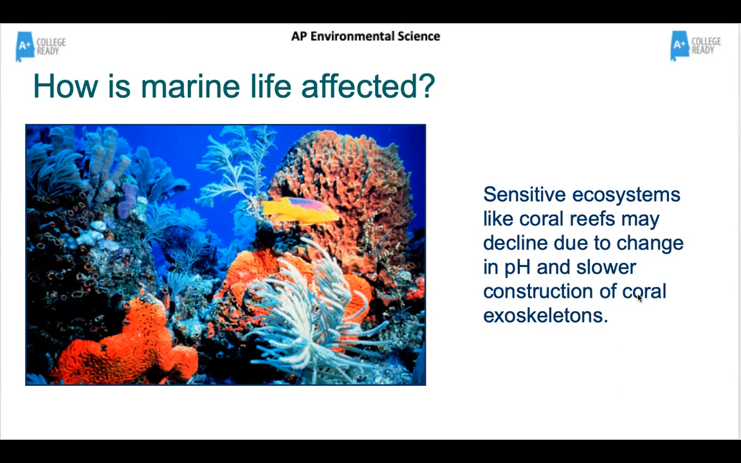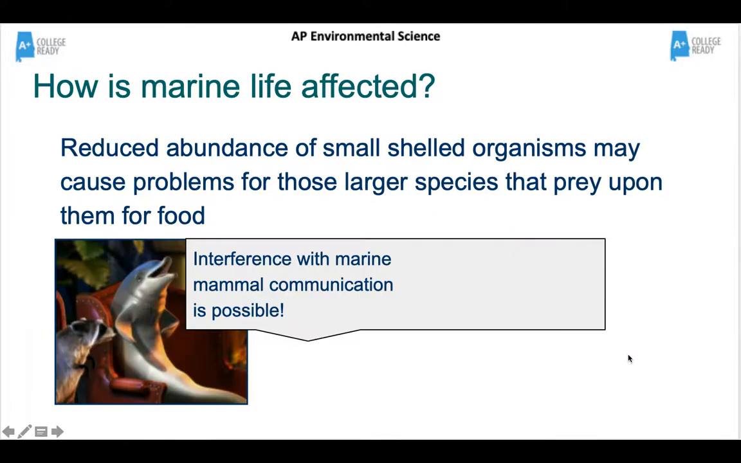So sensitive ecosystems like coral reefs, and I did bring this up yesterday actually, in our global warming and climate change lecture, may decline due to change in pH and slower construction of coral exoskeletons. So exoskeletons of coral, again, they're going to need that calcium carbonate. So the reduced abundance of small-shelled organisms may cause problems for those larger species that prey upon them for food.